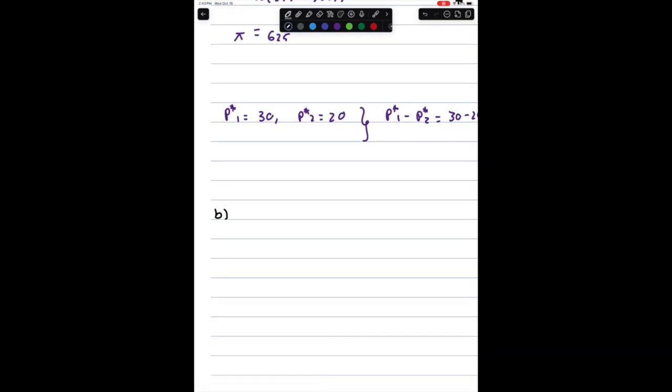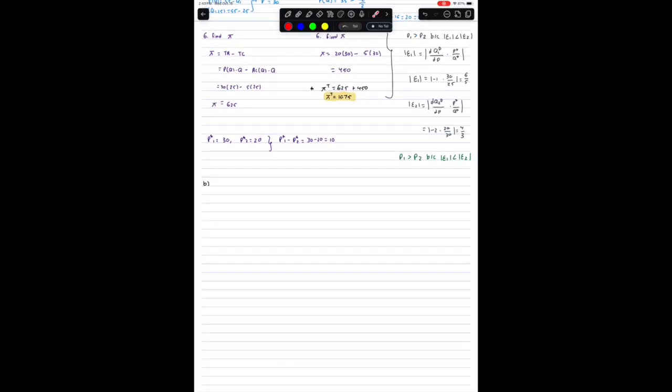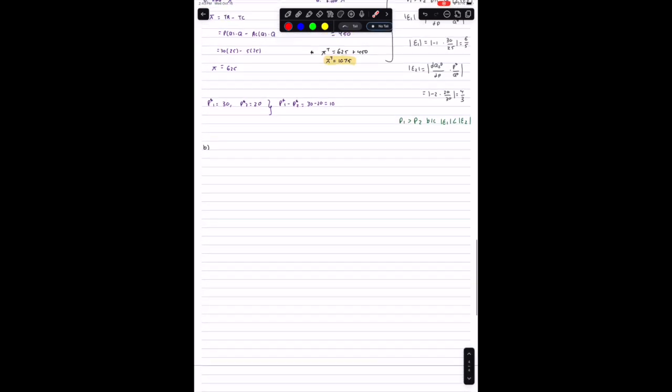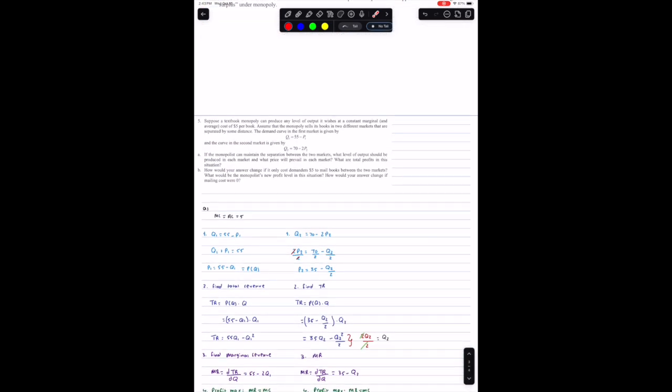Okay, let's go to part B. Part B says, how would your answer change if it only cost demanders $5 to mail books between the two markets? What would be the monopolist's new profit level in this situation? What that essentially means is when it says it only costs demanders $5 to mail books between the two markets, that means it's now cheaper for consumers to mail books between the two markets.